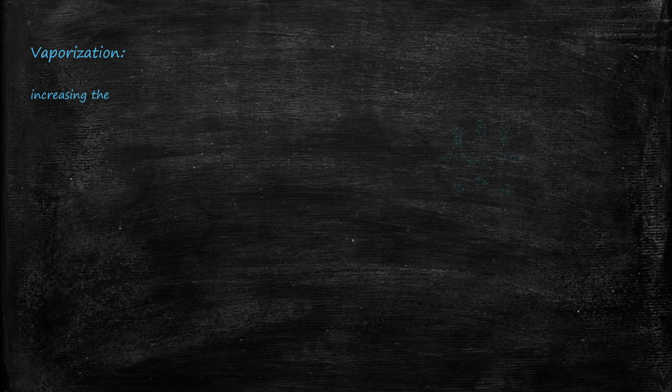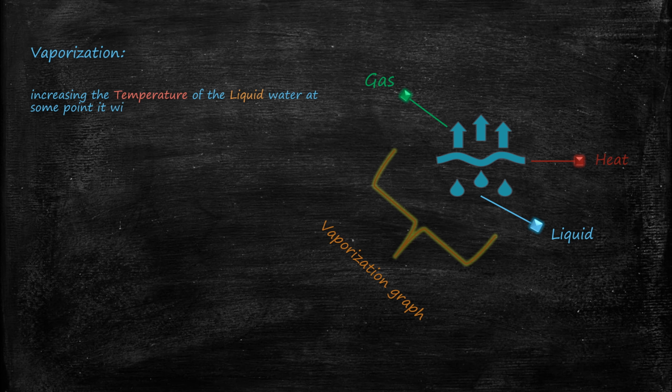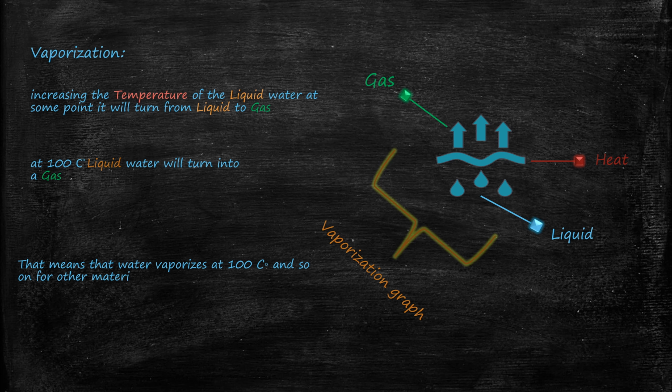If we keep increasing the temperature of the liquid water, at some point it will turn from liquid to gas, and we call this vaporization. Water again as the example, at 100 Celsius, liquid water will turn into gas, which means that water vaporizes at 100 Celsius.